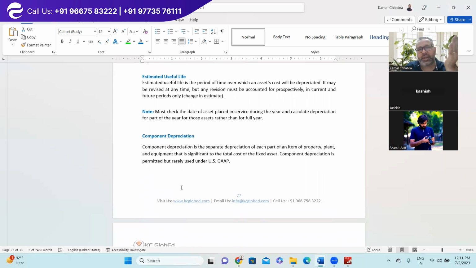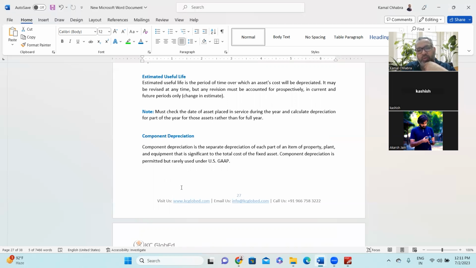Right, absolutely true. If you see the petrol car, the government has now defined its 10-year life. After that, it has to be scrapped, right? So it may be on account of the performance of the respective assets, or it may be on account of legal requirements. So estimated useful life is a period of time over which an asset cost will be depreciated. It may be revised at any time, but any revision must be accounted for prospectively. This is a change in accounting estimate, not a change in accounting policy, right? So current and future periods only, whatever changes you will be making.